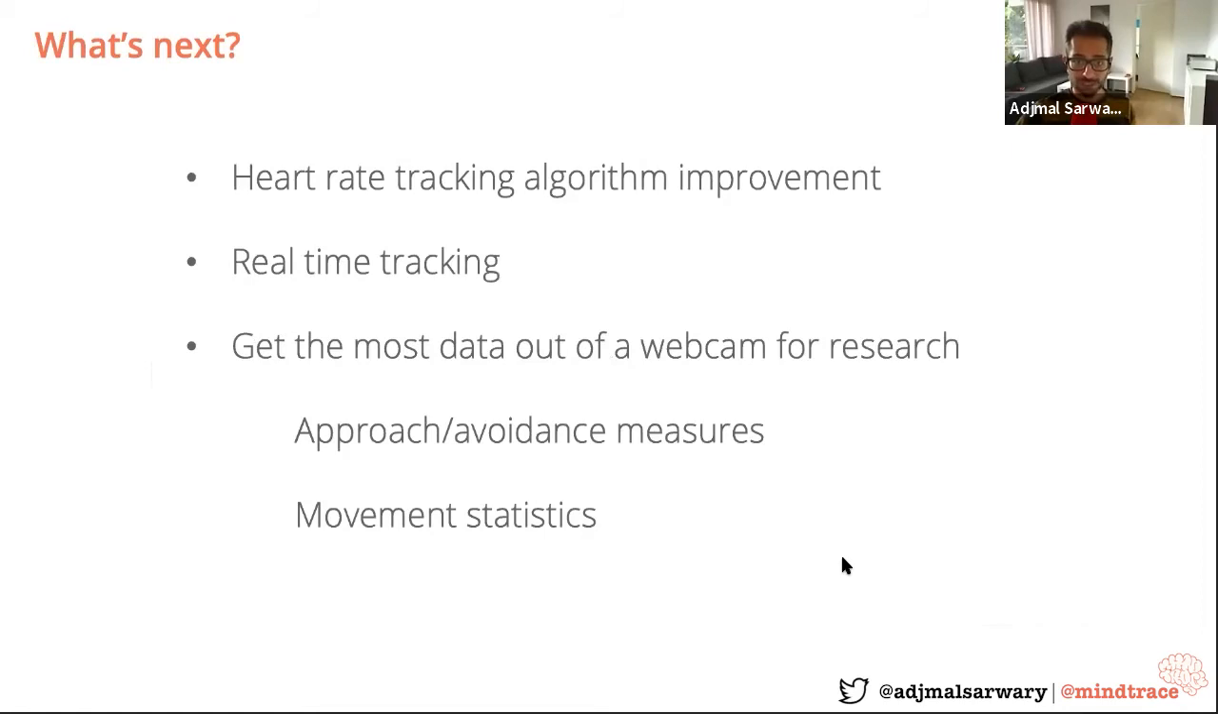So what's next for us? We try to improve the heart rate tracking algorithm even further. We hope we get real-time eye tracking out. And because we want to get the most data out of webcam for research, we're working on also approach avoidance measures, which I'm sure you're familiar with as well, and also movement statistics, because they can be quite indicative as a sanity check and an attention check, but also when you have cognitively demanding tasks, people move around, and this can be also indicative of how they process things.